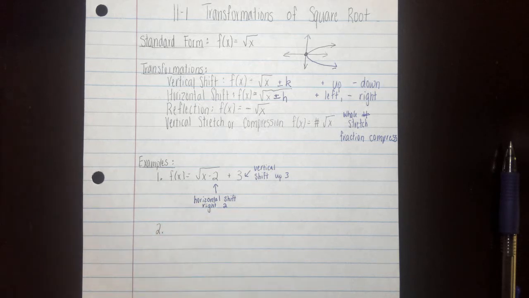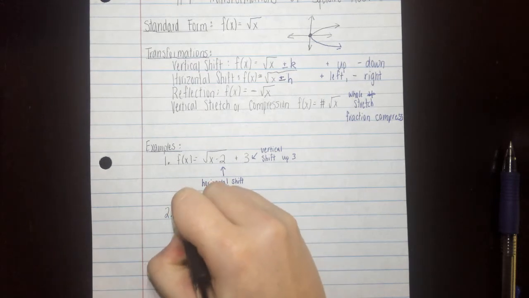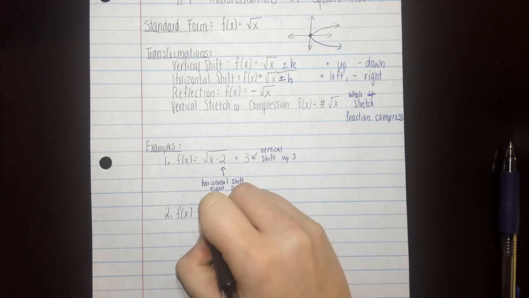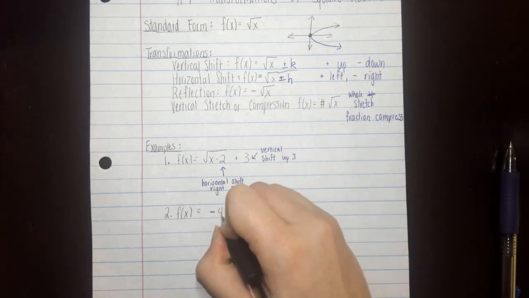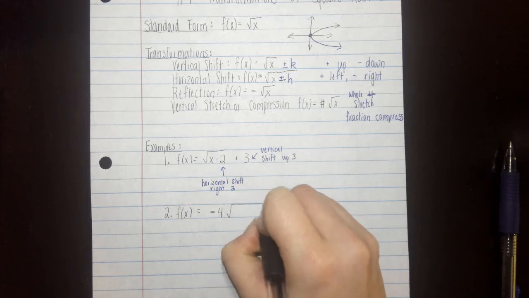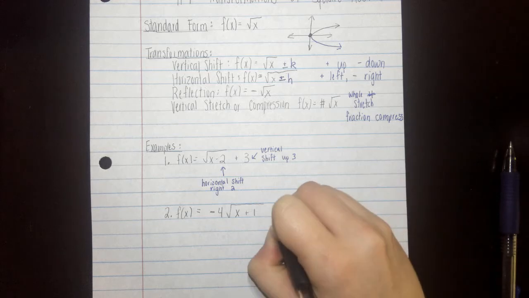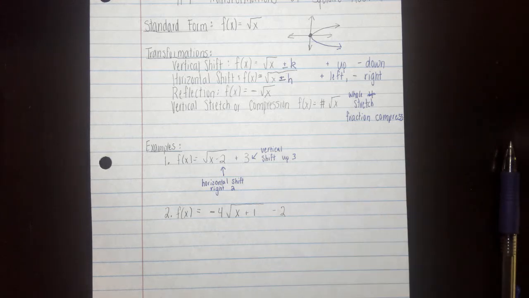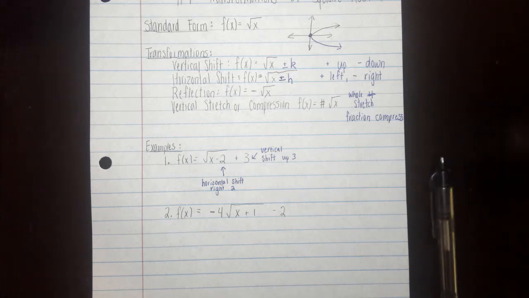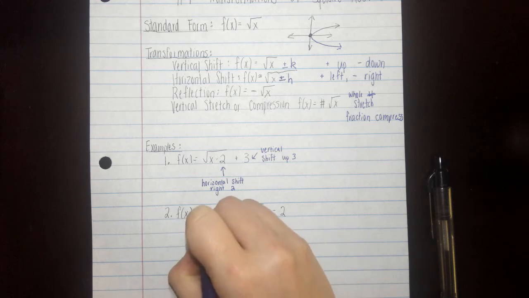So let's look at a second example. If we have something like f of x is equal to negative 4 times the square root of x plus 1, and let's do minus 2. Okay, so we have a lot going on here. So this minus sign tells us that it's going to be reflected.